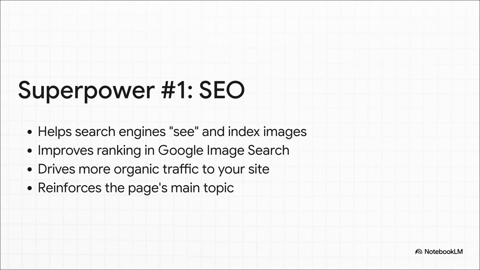Okay, superpower number one, SEO. You have to remember, search engines like Google can't see pictures. They're blind, but they can read text. Your alt text tells them exactly what's in your image. This helps them index it properly, which can seriously boost your ranking in Google image search. That drives a whole new wave of traffic to your site. Plus, it just reinforces what the whole page is about, making everything stronger.